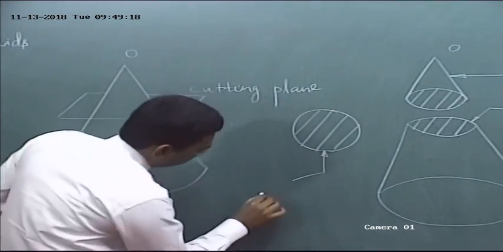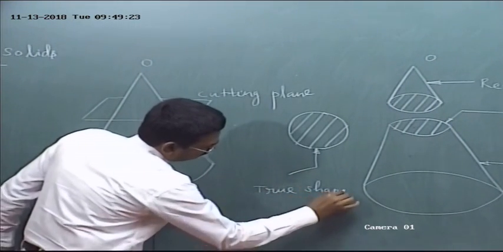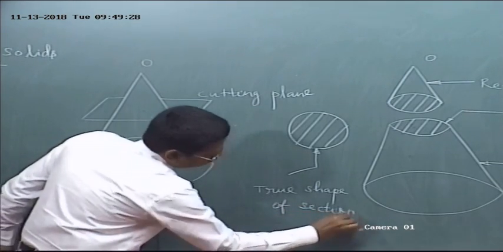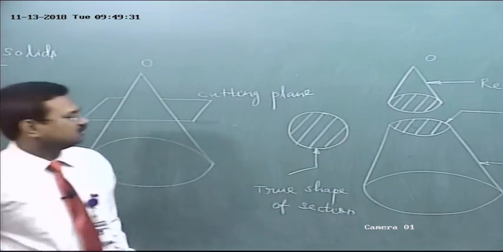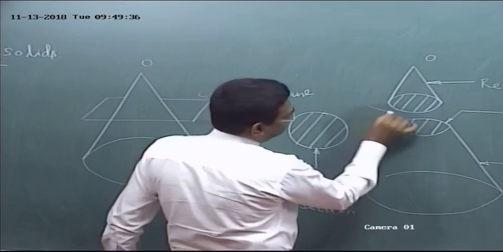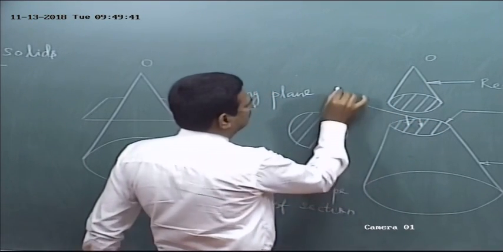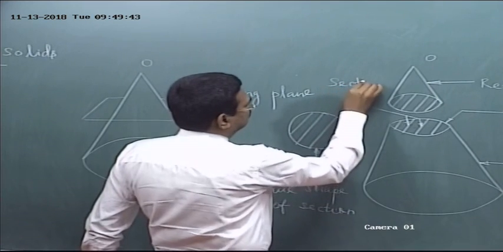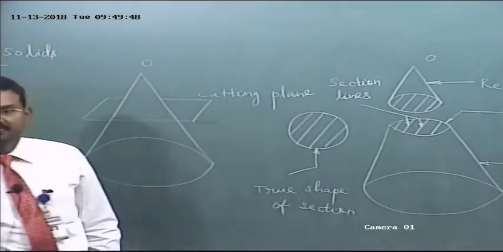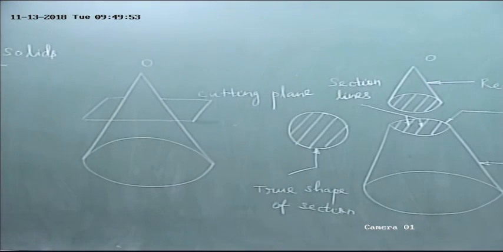What is this? True shape of cut surface or section. True shape of section. So, these lines are called section lines. Section lines. So, the cut surface is represented by using section lines.